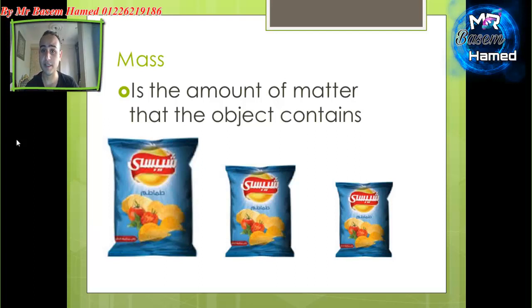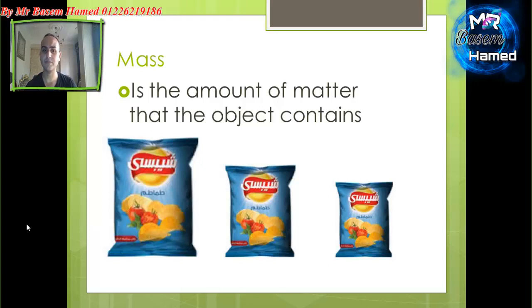Look, we have three Shipsy packets. This Shipsy is matter. So can you tell me which packet is heavier? I think that the biggest one is the heaviest one. Why? Because it contains more matter inside, as the mass is the amount of matter that the object contains. What is the mass? Mass is the amount of matter that the object contains.